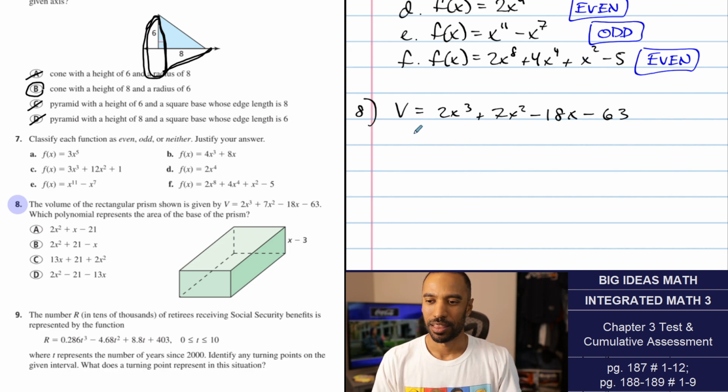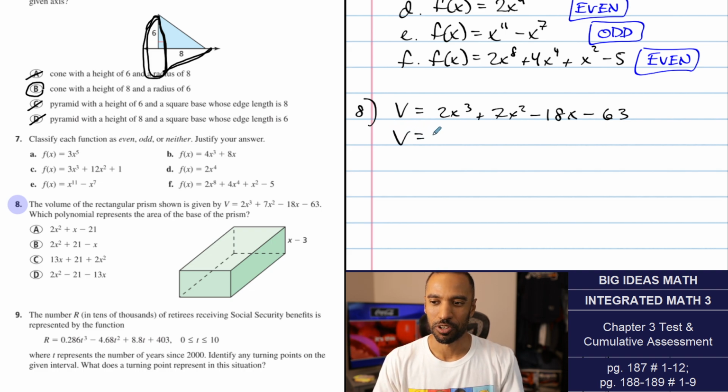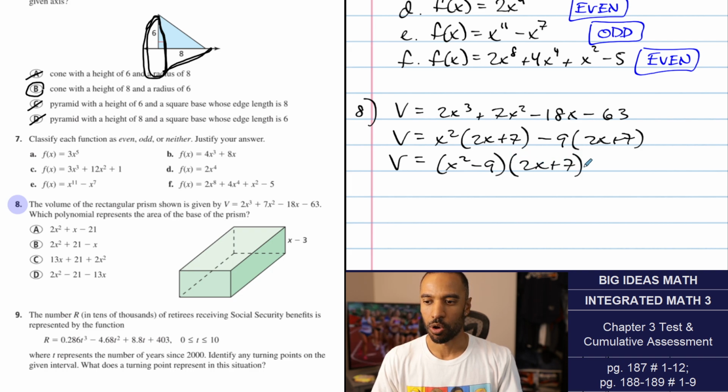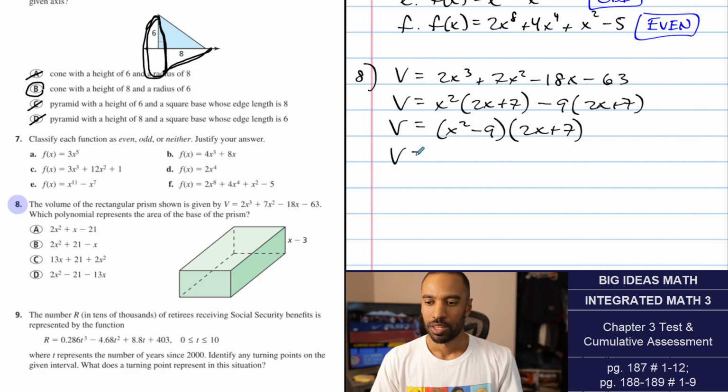I want to show you both. I want to show you by factoring by grouping that you can get an x squared out and get 2x plus 7. Factor a negative 9 out and you get 2x plus 7. And that factors into x squared minus 9 times 2x plus 7. This actually might be the slower way to do the problem, believe it or not.